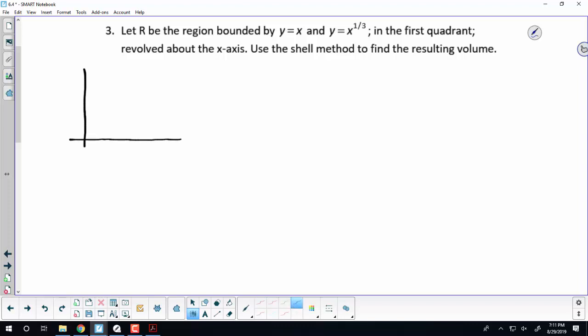So the cube root, x to the 1/3, remember that was that kind of funky S shape, sort of flat here at the origin, and then y equals x. In the first quadrant, revolved about the x-axis. And we're going to use the shell method. So we want our shells parallel to our axis of revolution.